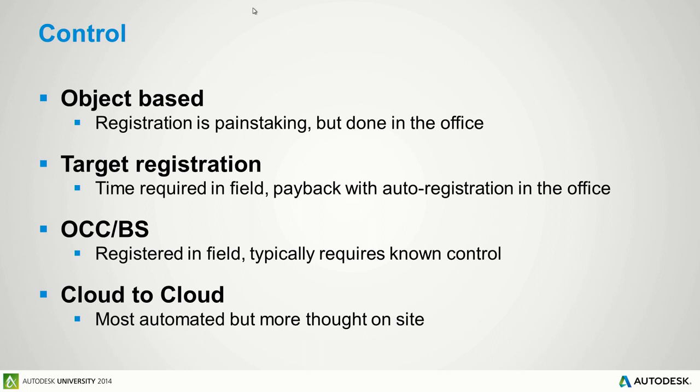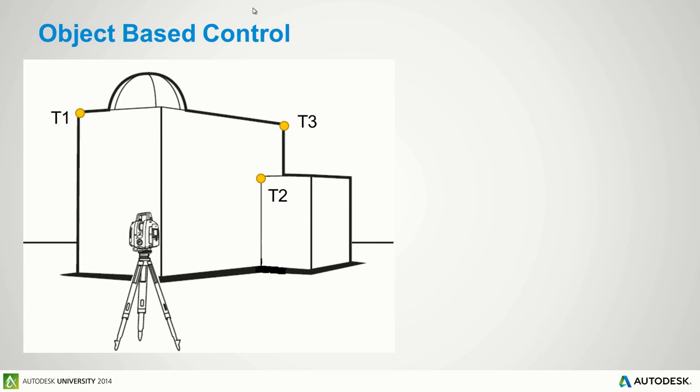So just going through control. Let's go through, from the start, object-based control. Initially, this relies on, again, the different workflows depending on your project and what you're trying to get out of it. So object-based control relies on seeing the same part of the same object from three positions in adjacent scans.